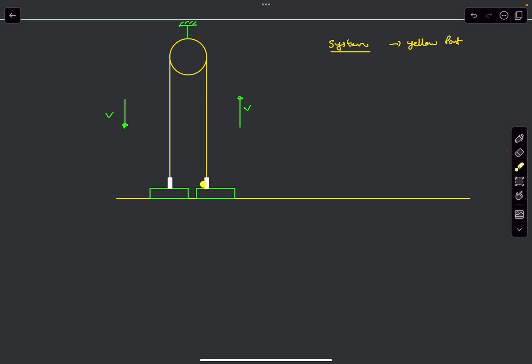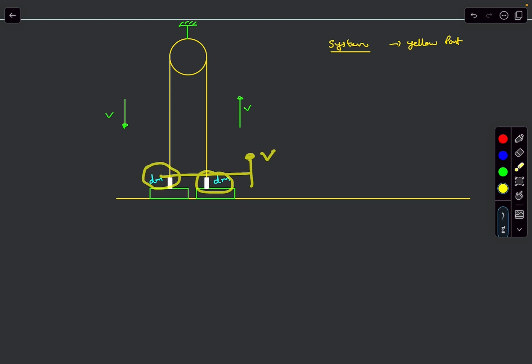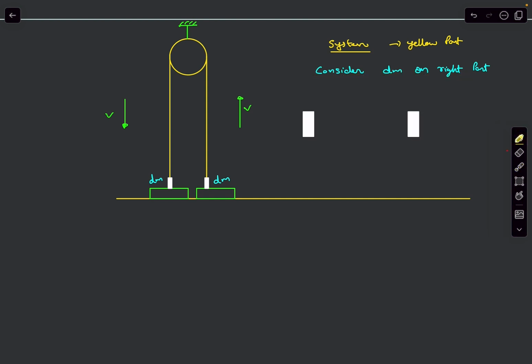Okay, so now what I'm doing is I'm considering a very small mass dm on either of its ends. And I'm going to analyze its change in momentum, okay? So basically this dm over here is about to gain the velocity v, and this dm over here is about to lose the velocity v. So first I'm going to consider the dm on the right part. Initially it had zero velocity and finally its velocity became equal to that of the moving rope. And this happens in a very short duration of time, let's say dt.